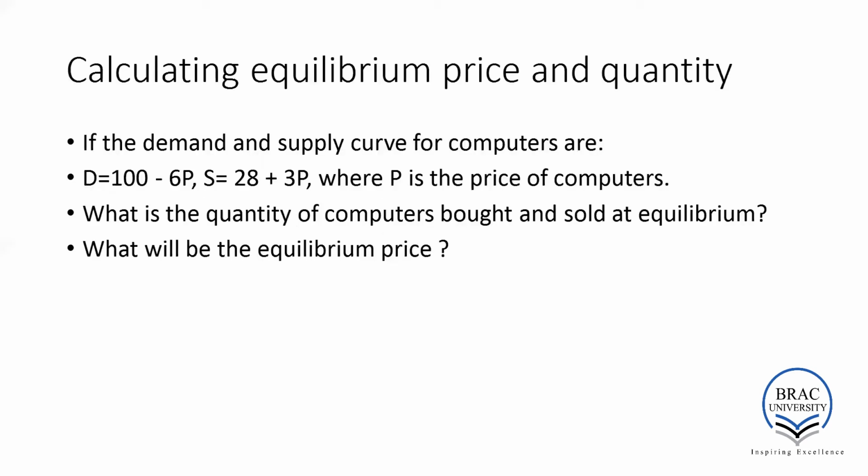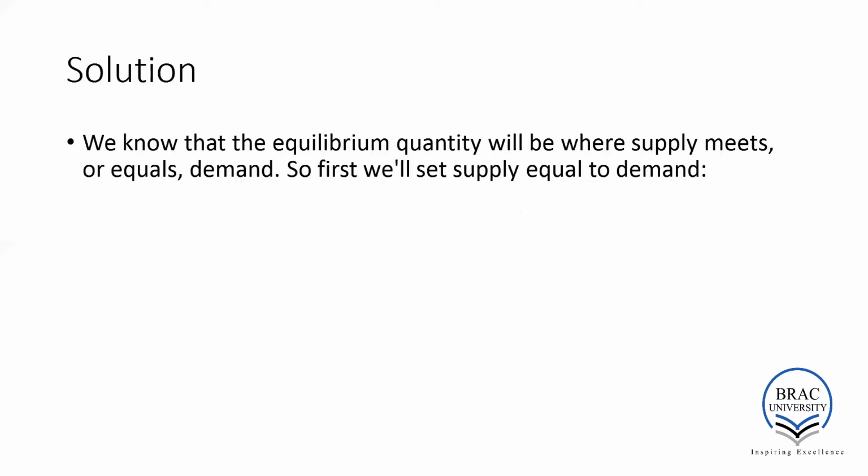At first we will learn how to derive the equilibrium price and quantity from demand and supply curve. If the demand and supply curve equations are given, how do we get the equilibrium quantity and equilibrium price? We already know that at equilibrium, quantity demanded is exactly equal to quantity supplied, or supply meets demand. So we can first set supply equal to demand. If we put the equations here, we can derive the value for P from here.